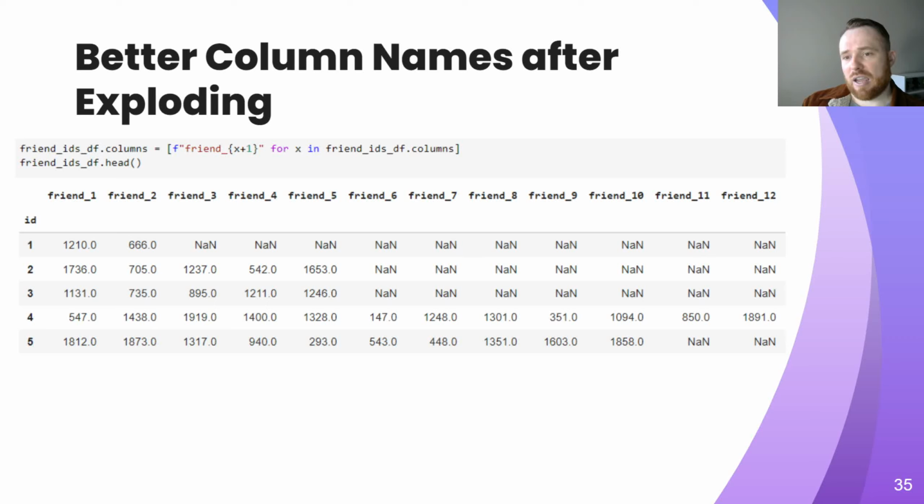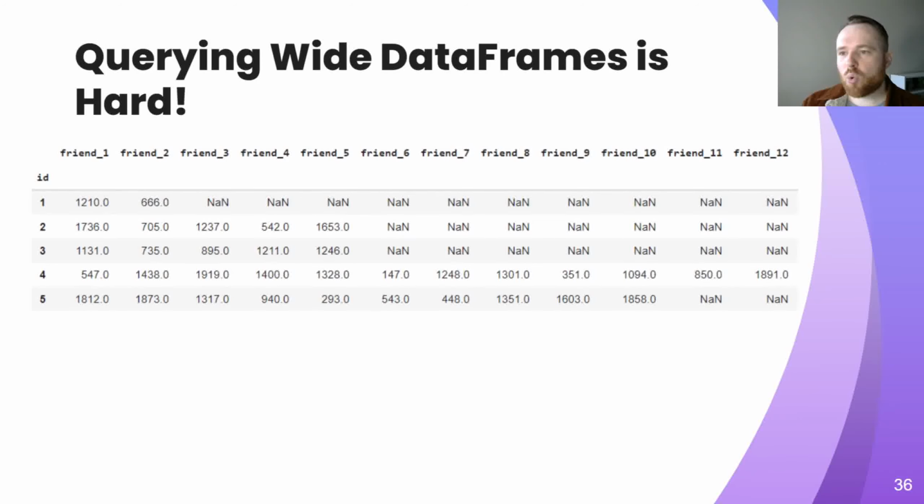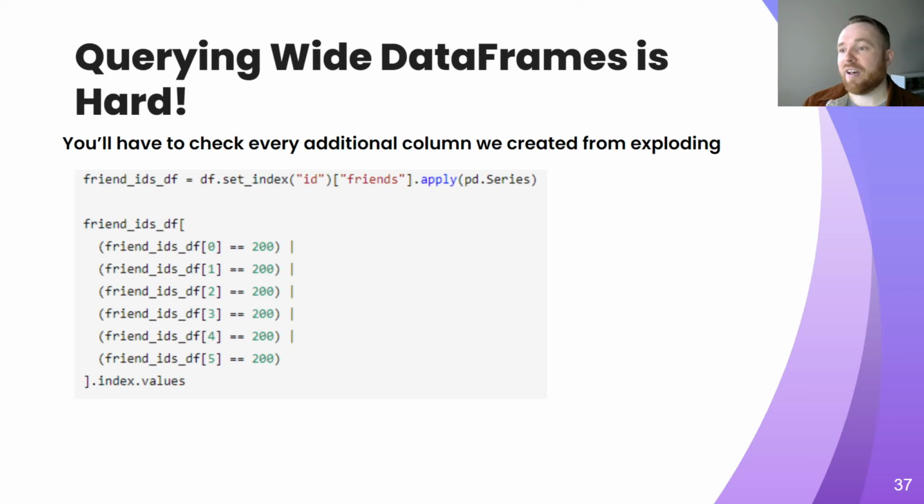So what we have now is a grid data structure that is better suited for complying with the rules of tidy data. However, we still have some challenges because querying this wide data frame is really difficult. If I wanted to find all the IDs that had a relationship with the friend with an ID of 200, I'm going to have to query every single column, right? In this case, you'll see that I've just queried the first 6 and then kind of given up. It's just too laborious. There's a whole bunch of copy pasting, and the more you copy paste, the more likely you are to make a mistake.